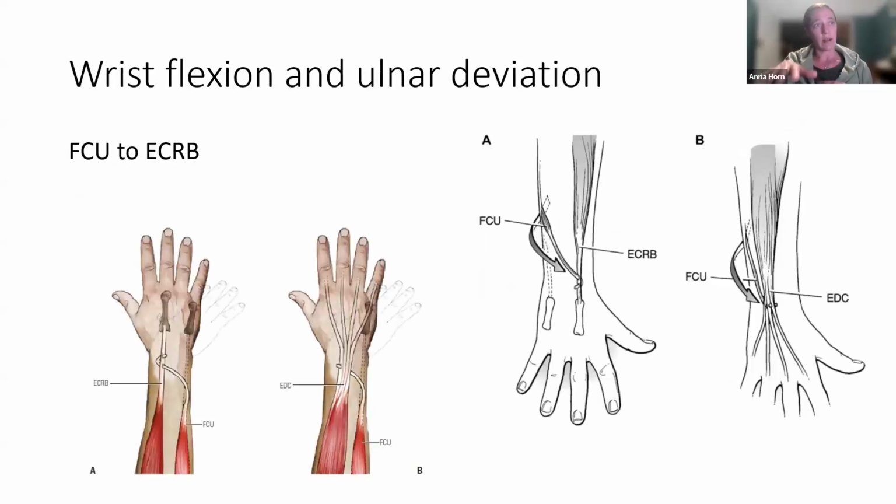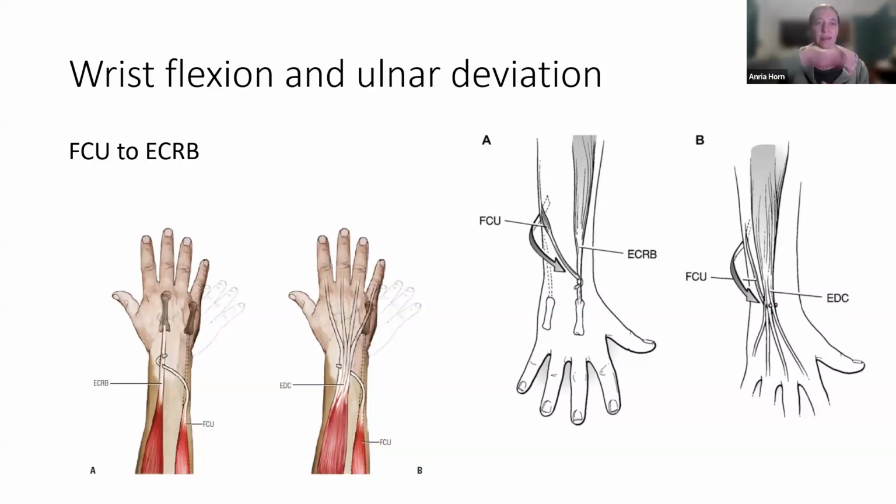The wrist flexure and ulnar deviation, the traditional surgery for that would be a FCU to ECRB or a FCU to EDC transfer. And the theory is that that also improves supination in the hand. So it's like a win because you lose your flexion and ulnar deviation, or you decrease it, you increase wrist extension and finger extension, and you increase supination.